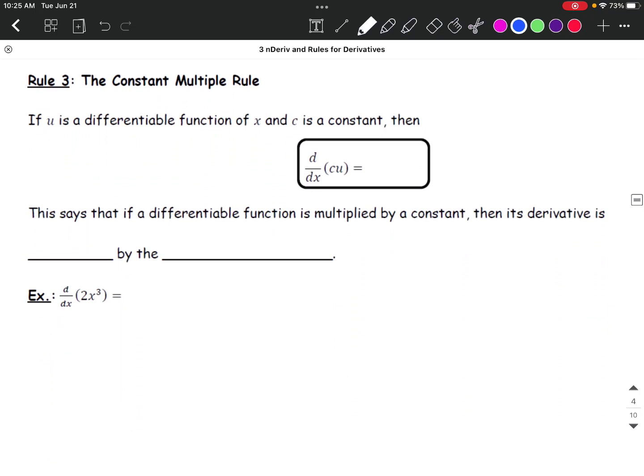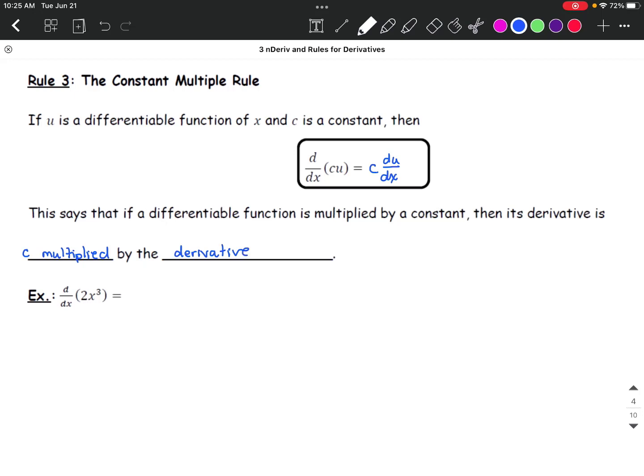Next comes the constant multiple rule. If you have a constant times another function, so if u is a differentiable function of x and c is a constant, then the derivative with respect to x is the constant times the derivative of u with respect to x. So you keep the constant and multiply by the derivative of the rest of it. This says that if a differentiable function is multiplied by a constant, then its derivative is c multiplied by the derivative.